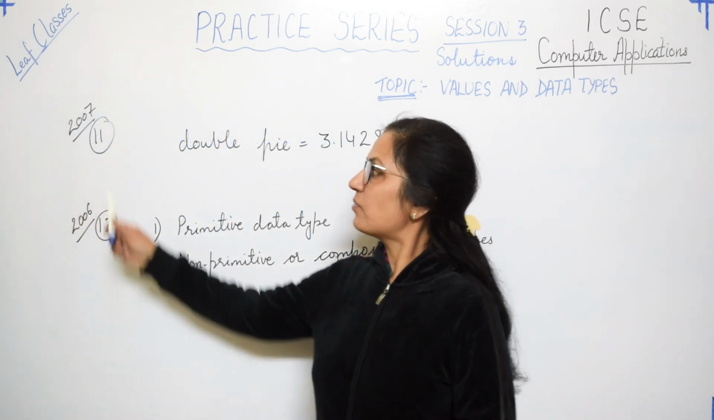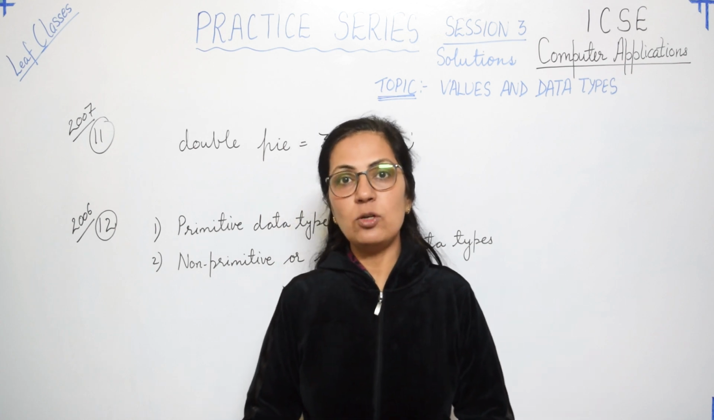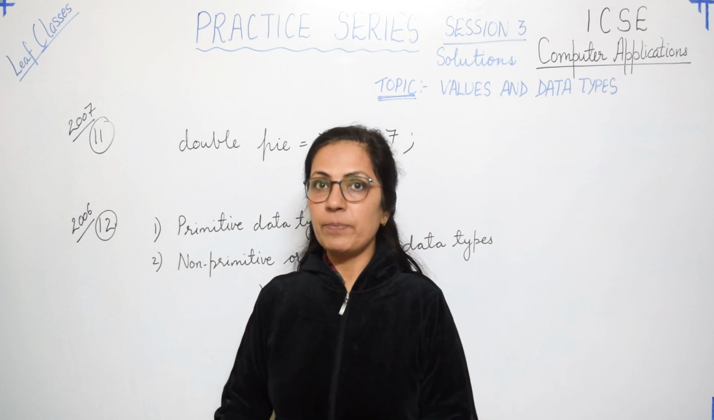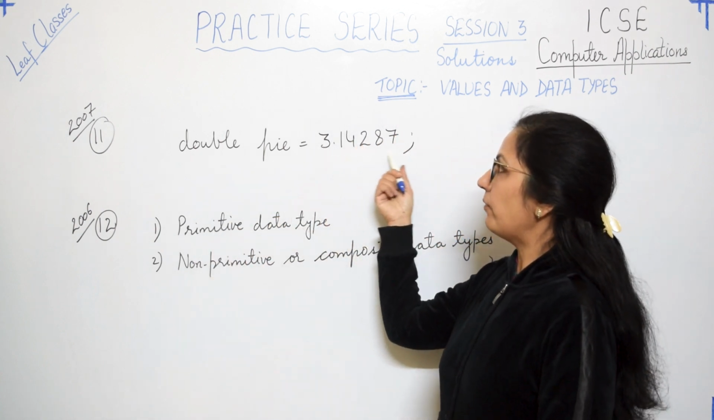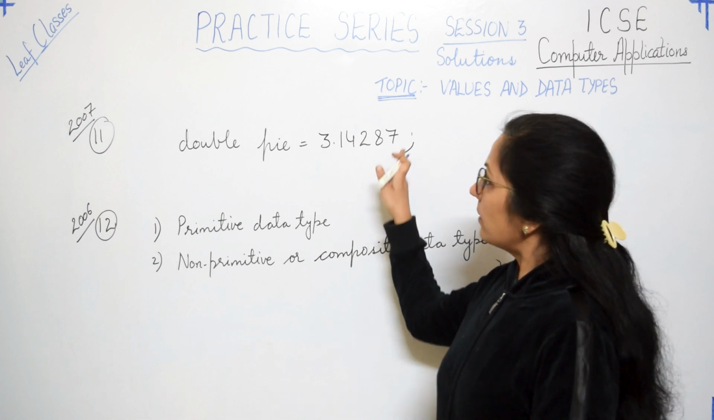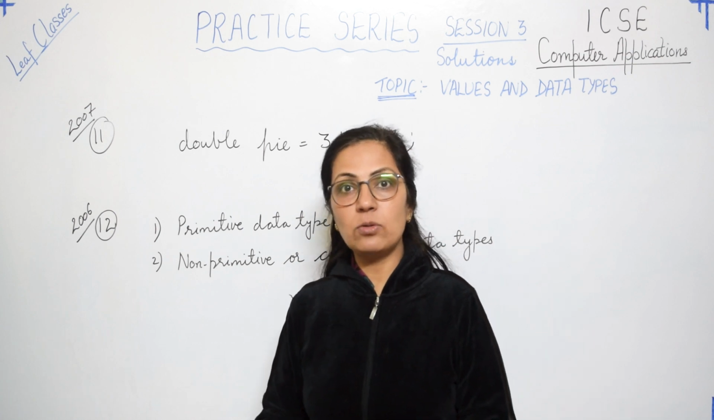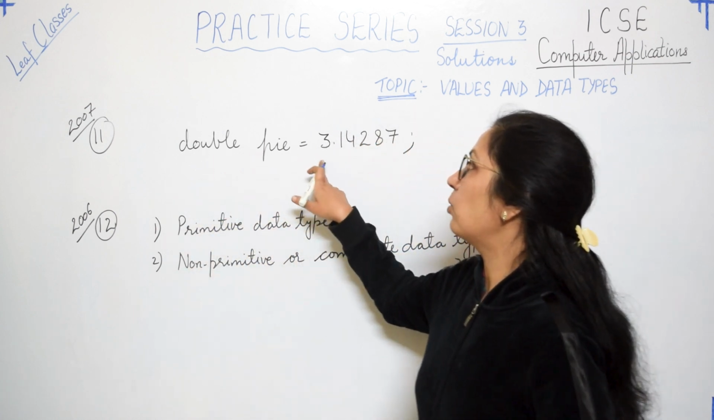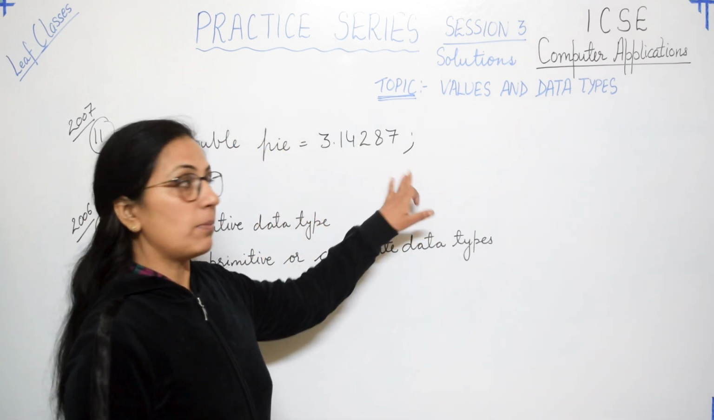Question number 11 is from year 2007, which says you have to assign the value of pi to a variable of requisite data type. Now here the value is also given in the question, 3.14287. So this is a fractional value, and by default all the fractional values take the double data type. So we can store double pi equals 3.14287, and don't forget to put the semicolon.